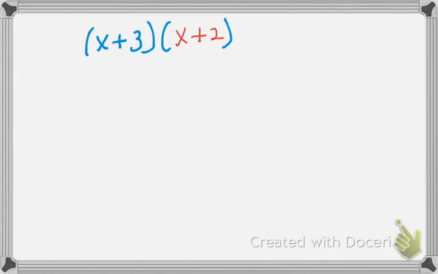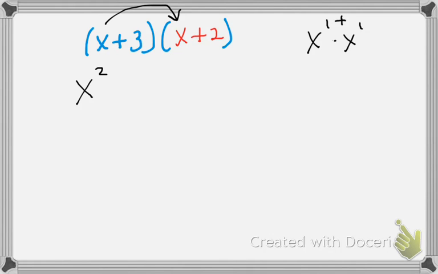This is x plus 3 times x plus 2. And so anyway, I'm going to take the x here and multiply it to the other x. So x times x is x squared. Now how did I get that? x to the first power, everything has an exponent, times x to the other first power.